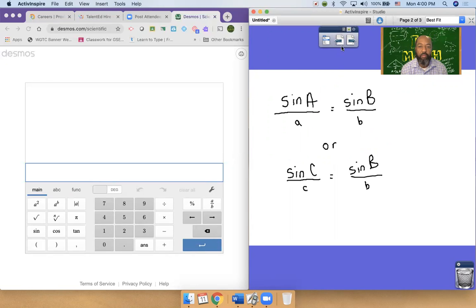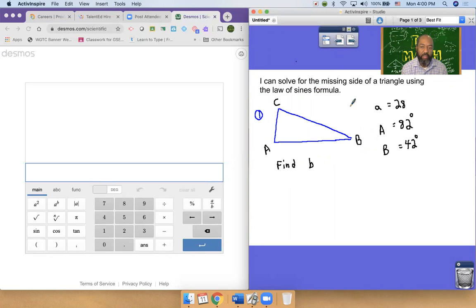So let's actually go and solve. Here we have side A is 28. So that's this length over here. Let's label it. Let's make that 28. We have angle A here is 82. So we're going to put 82 here. And we have angle B here is 42 degrees. We need side B. Notice we have angle, opposite side. Angle, opposite side. That's what you're looking for when you're using the law of sines.